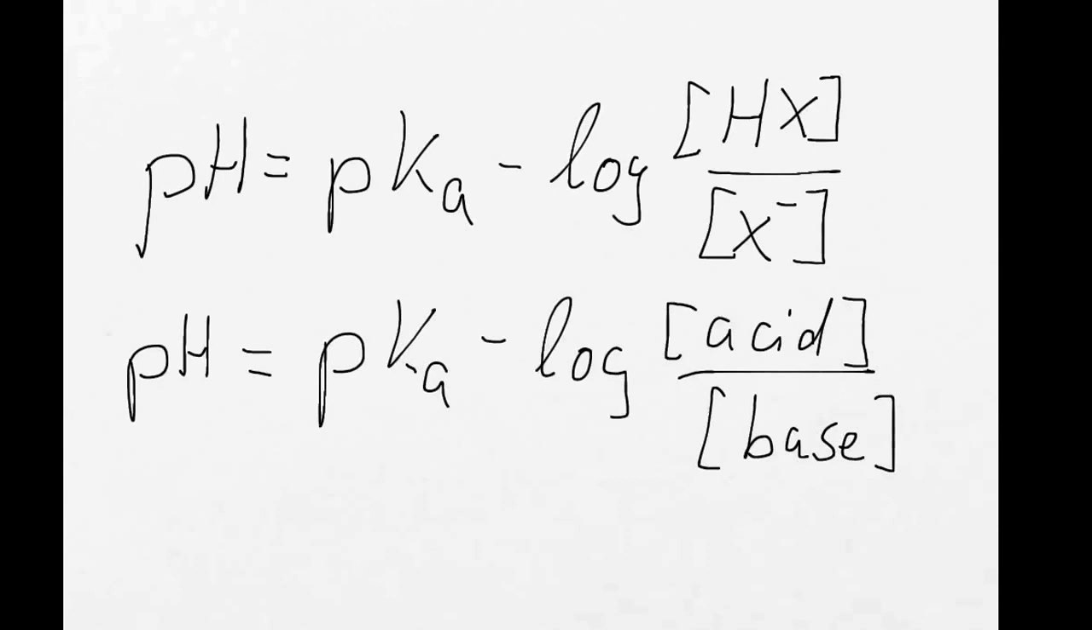Who gives a damn? Well, actually, this equation allows us to calculate the pH of a solution as long as we have the pKa of that, and as long as we know what the ratio of acid to base is. So, doesn't make even more sense now? Why would we want to do that?